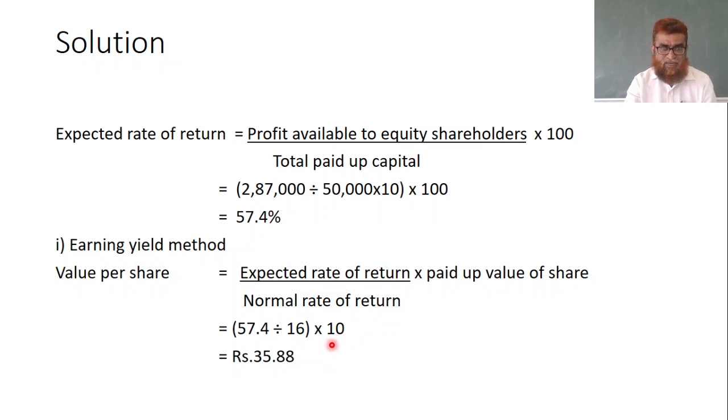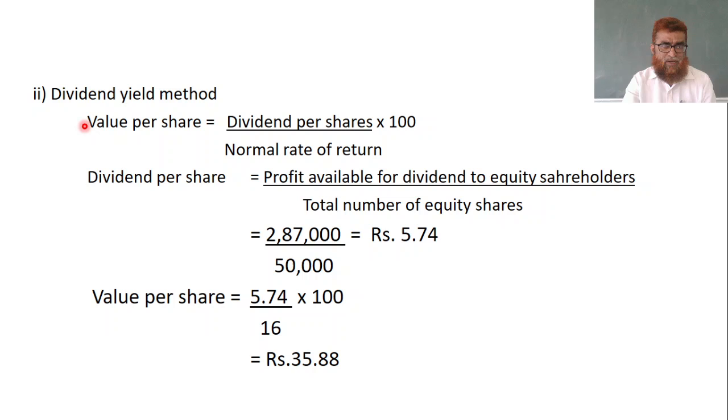Equity share is rupees 10. So you will get 35 rupees 88 paise. This is one method. Another one is the dividend yield method. We can also follow the dividend yield method.